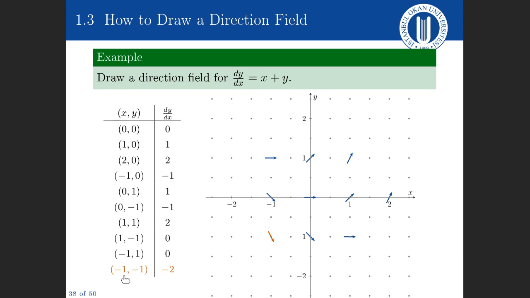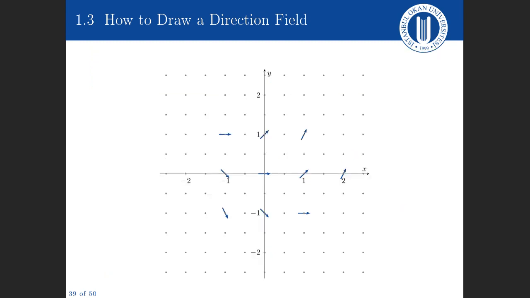At, for example, the point -1, -1, I do x plus y, and I calculate -2. So at the point -1, -1, I'm drawing a little arrow which is sloping downwards with slope -2. Let me clear the screen up a little bit.